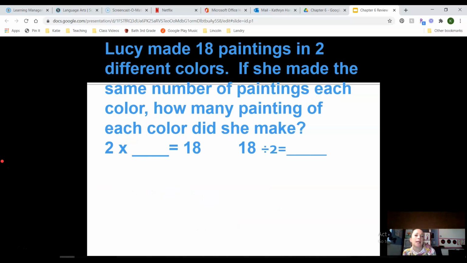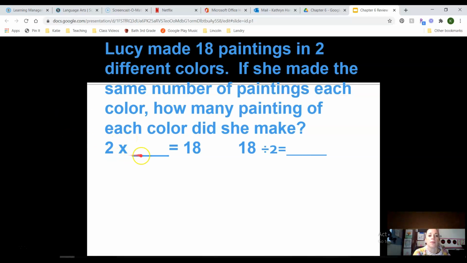Lucy made 18 paintings in 2 different colors. If she made the same number of paintings each color, how many paintings of each color did she make? This is loaded with keywords. We know same number means division, each means division, and each means division.